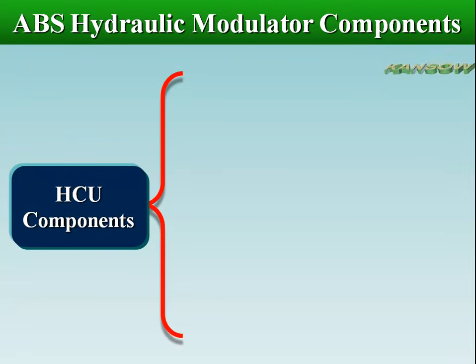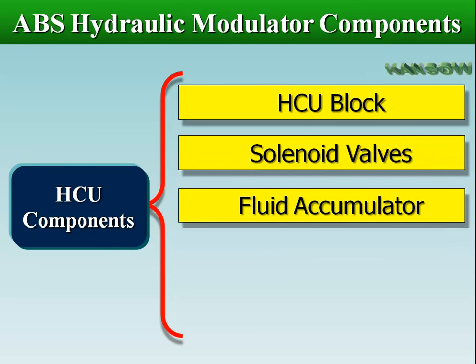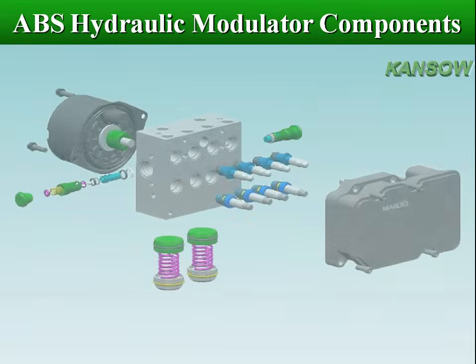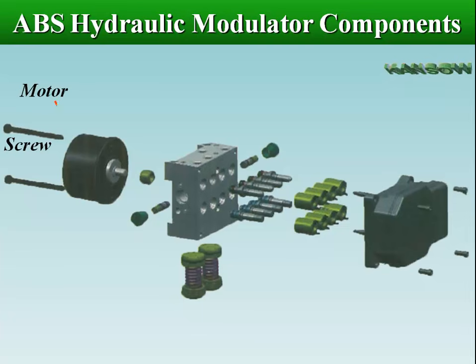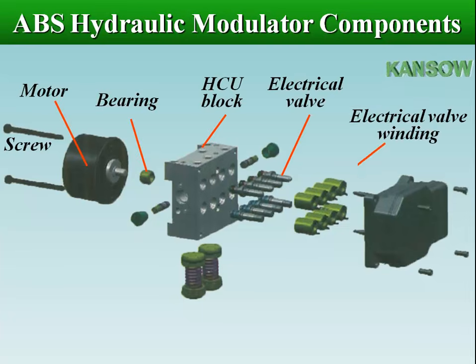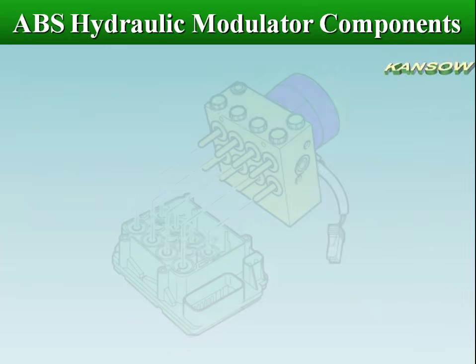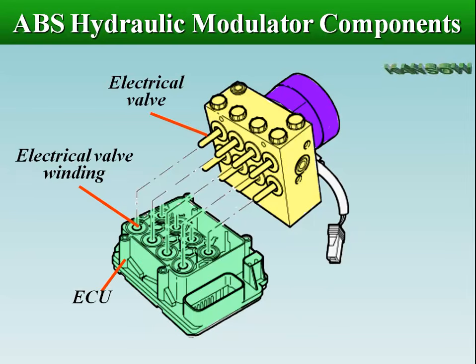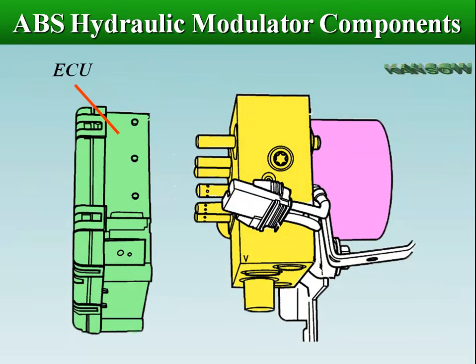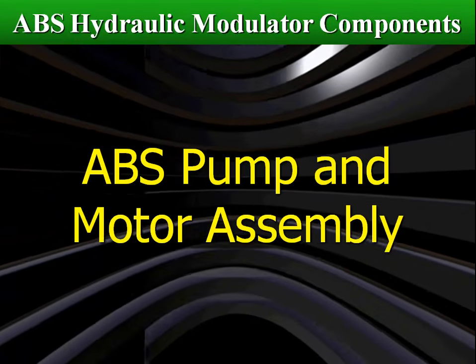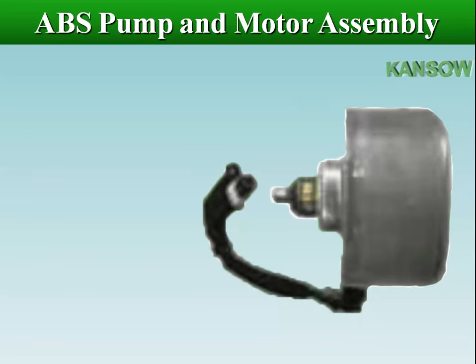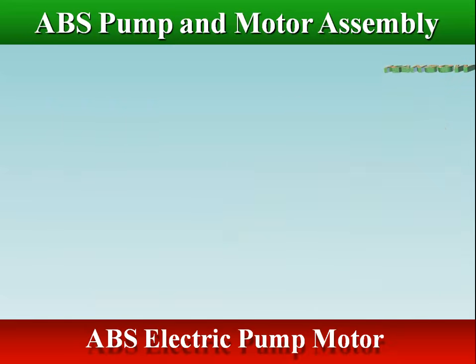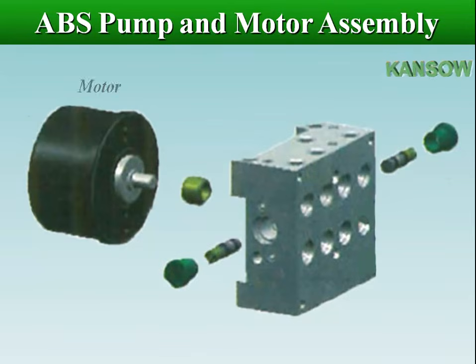ABS hydraulic control unit contains HCU block, solenoid valves, fluid accumulator, pump and electric motor. The hydraulic block contains the pump that is used to generate the pressure required to lock and release each wheel at high-speed intervals. An electric motor drives a pump inside the HCU unit. The HCU may have one pump and one motor, or one motor and two pumps.